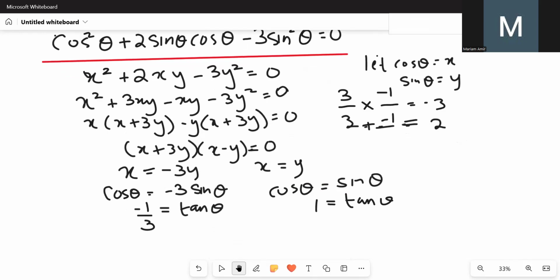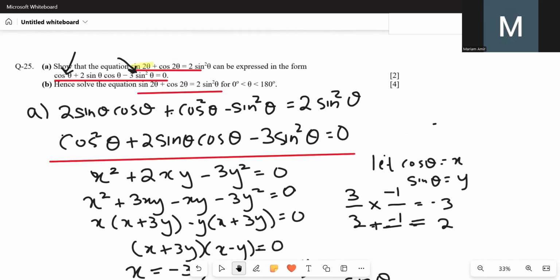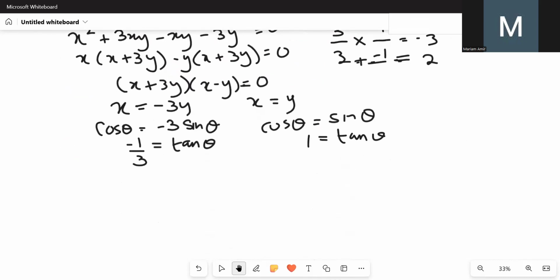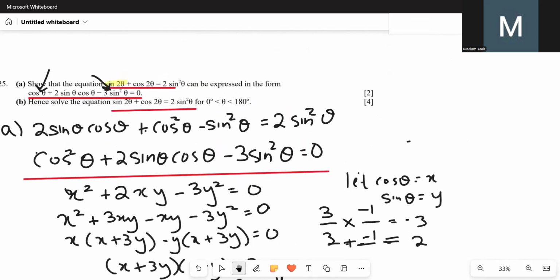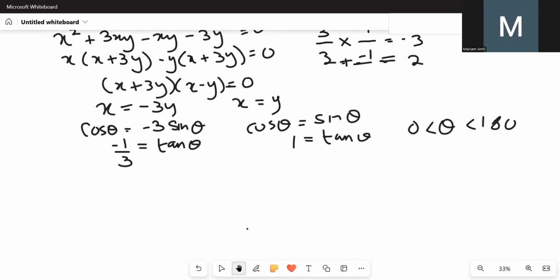Take tan inverse here. Hold on. What was the domain? Domain was from 0 to 180. Keep that in mind. Theta is between 0 to 180. And are these included or not included? Not included. 0 and 180 does not have an equals to sign with it. Okay, so tan theta is equals to 1. Just take tan inverse of 1. That's 45 and that is in the domain. This just will be 45.